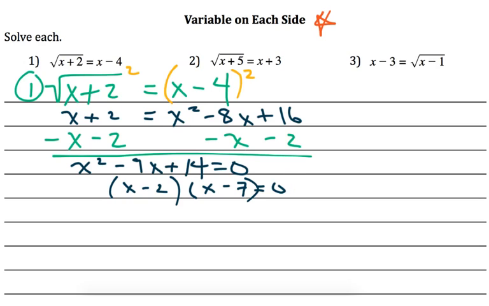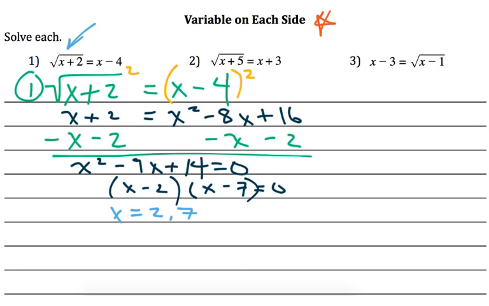Whoops, made a mistake there. And you know that from the whole zero product deal, this means it's either 2 or 7. Now before I box this, I'm going to go ahead and plug these in and see if they work out. So let's look at this.